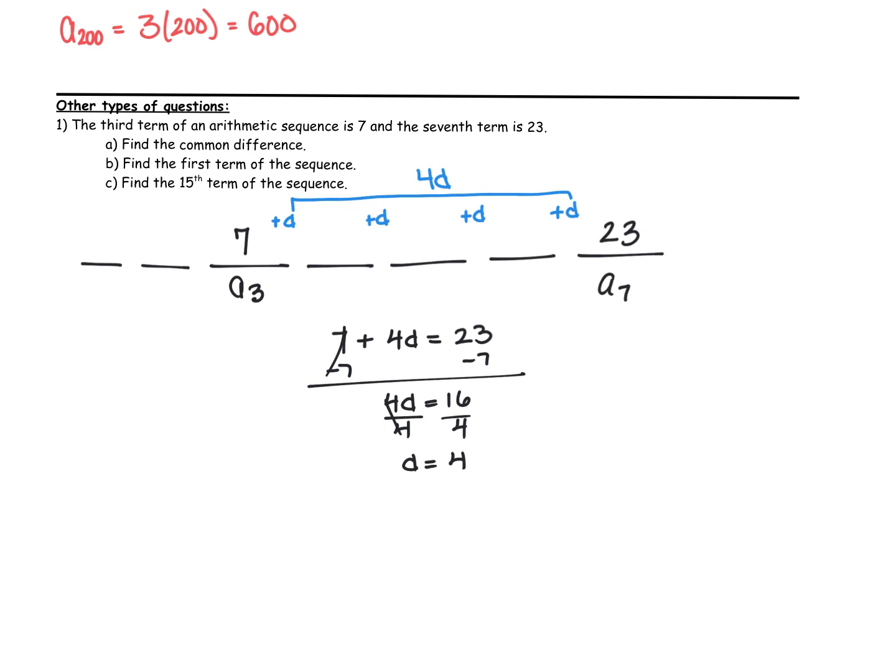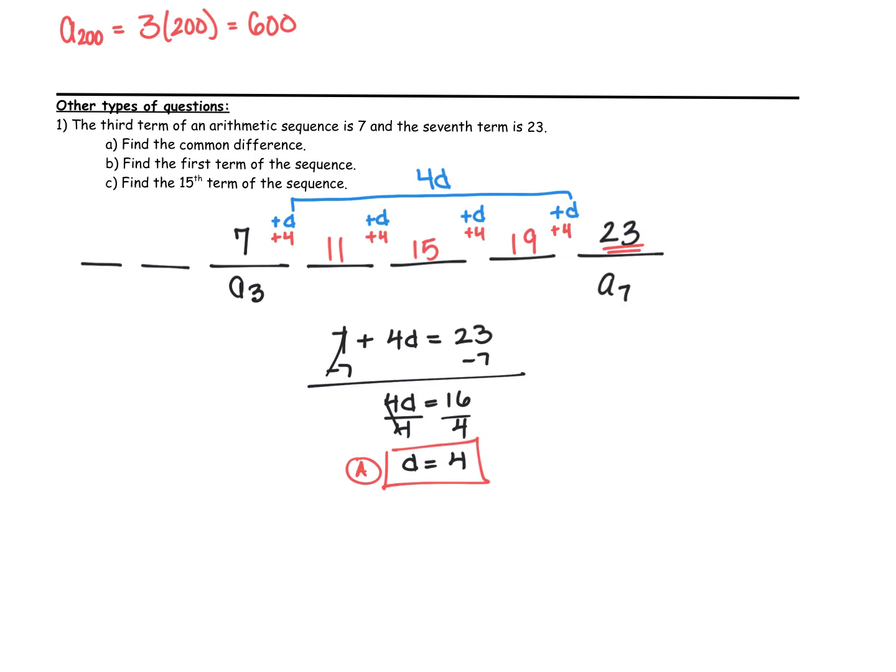So you can always test it out and see that it works. So take 7, add 4, you get 11. Take 11 plus 4, you get 15. Take 15 plus 4, you get 19. Take 19 plus 4, you get 23. So it works out nicely. So we can easily find the common difference, which we did. So that value here, this is part A.